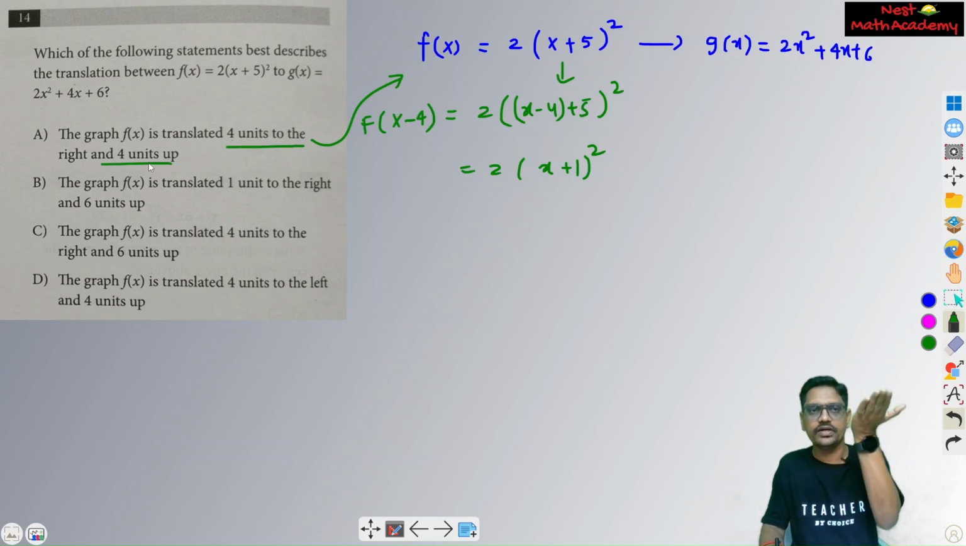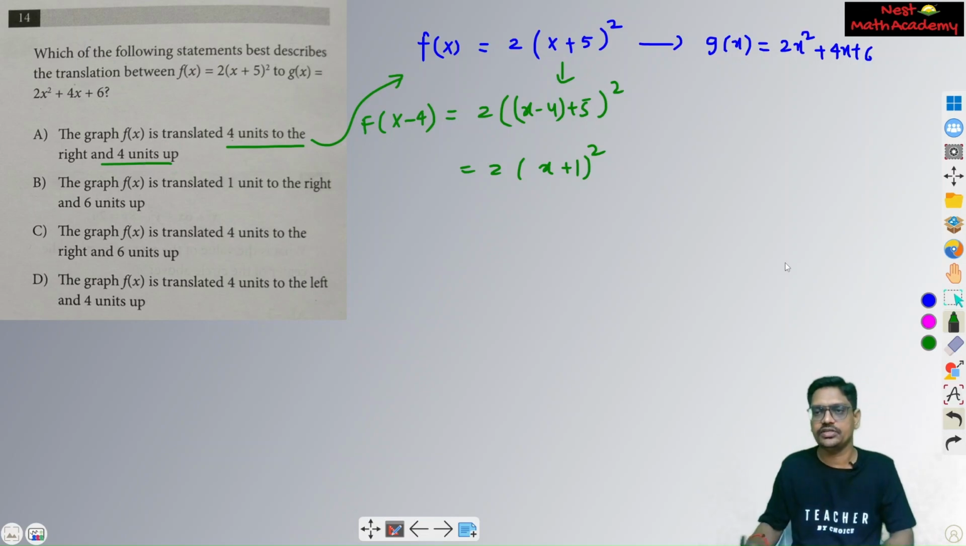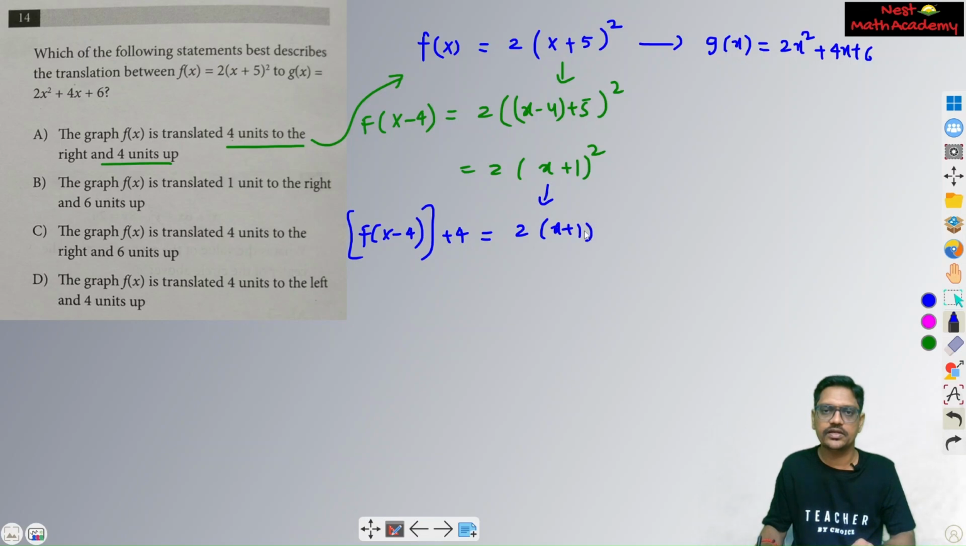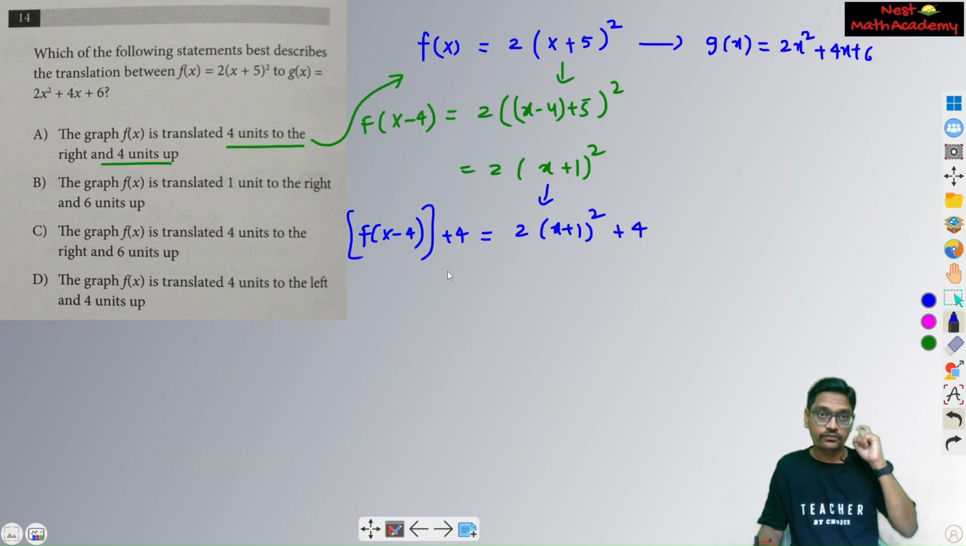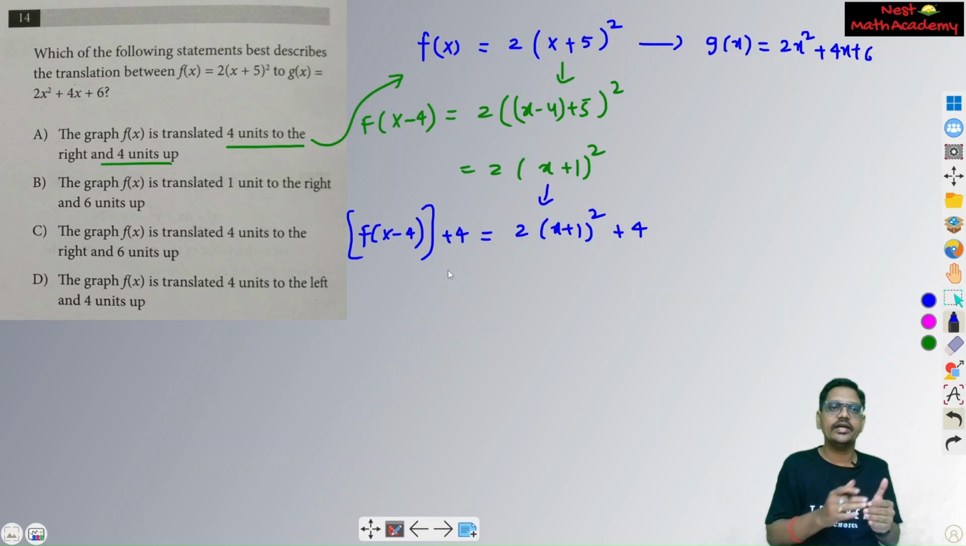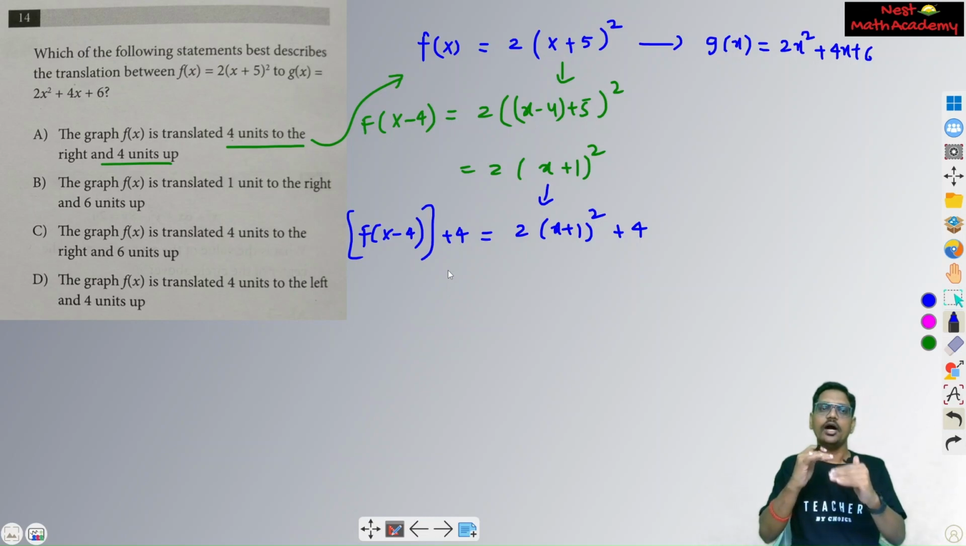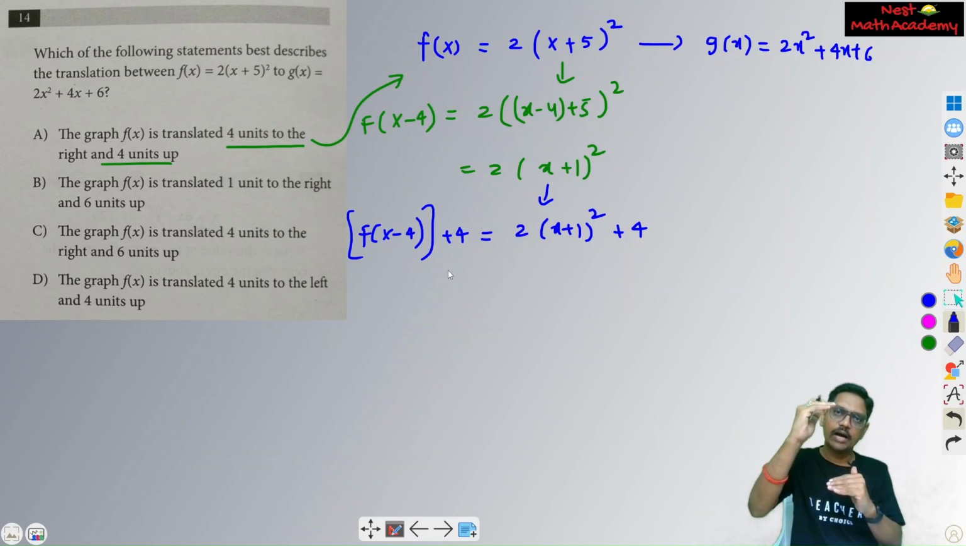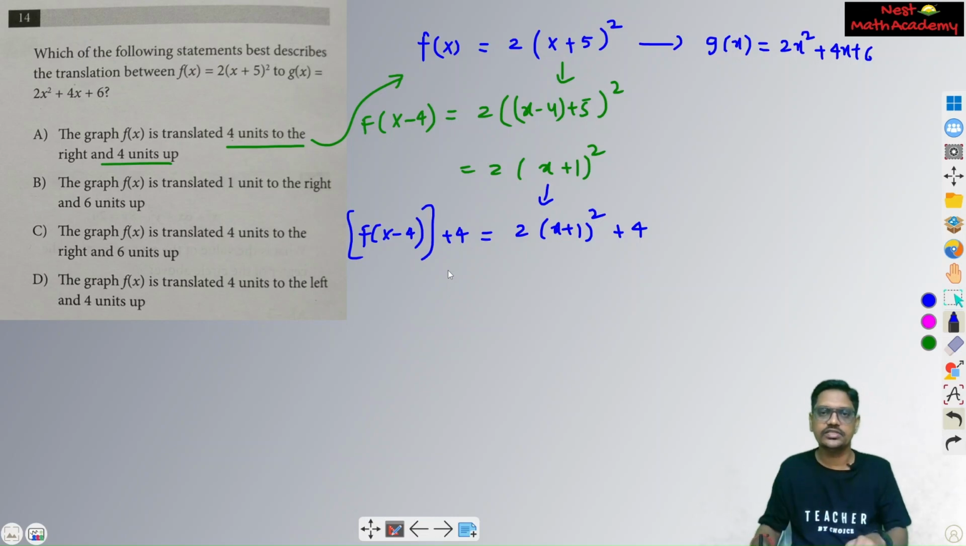When you translate the function 4 units up, you need to add 4 outside the function, to the constant. So for f(x minus 4), this whole thing is added by 4 outside. Therefore, 2 times (x plus 1) squared is added by 4 outside. I repeat, first one is translated 4 units to the right, meaning replace x with x minus 4, then adding 4 outside. Why? Because it's translated up by 4 units, meaning just add 4 outside to the constant.